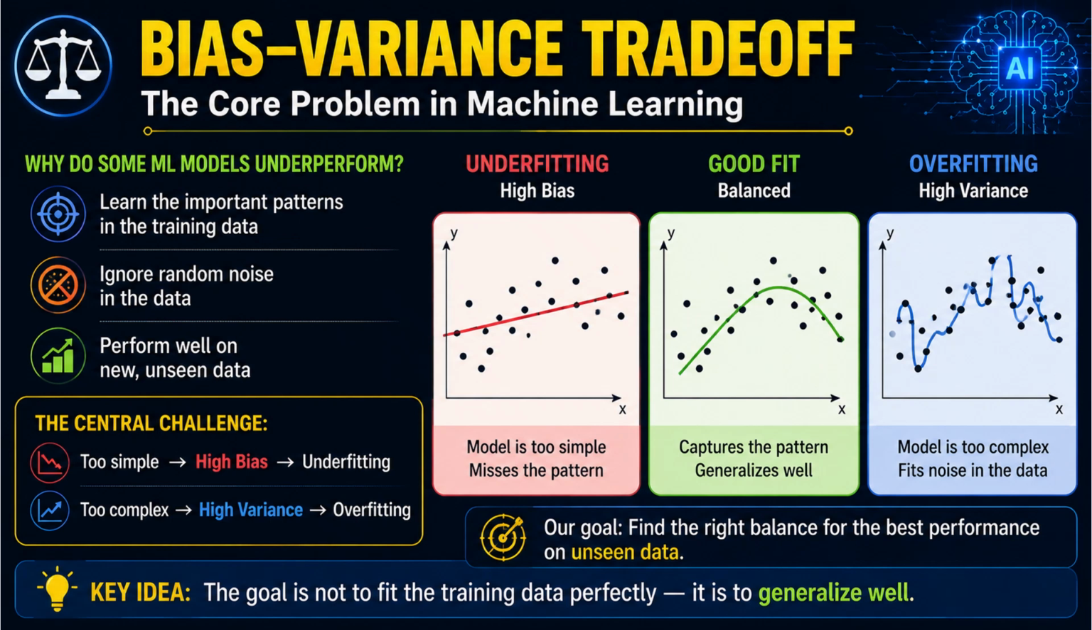So why do some ML models underperform? Because they fail to learn the important patterns in the training data, they fail to ignore random noise in the data, and they fail to perform well on new unseen data. The central challenge is: if the model is too simple, you have high bias and underfitting, and it misses the pattern. If it is too complex, then you have high variance, overfitting, and it fits noise in the data. So you have to have a good, balanced fit, which captures the pattern and generalizes well.